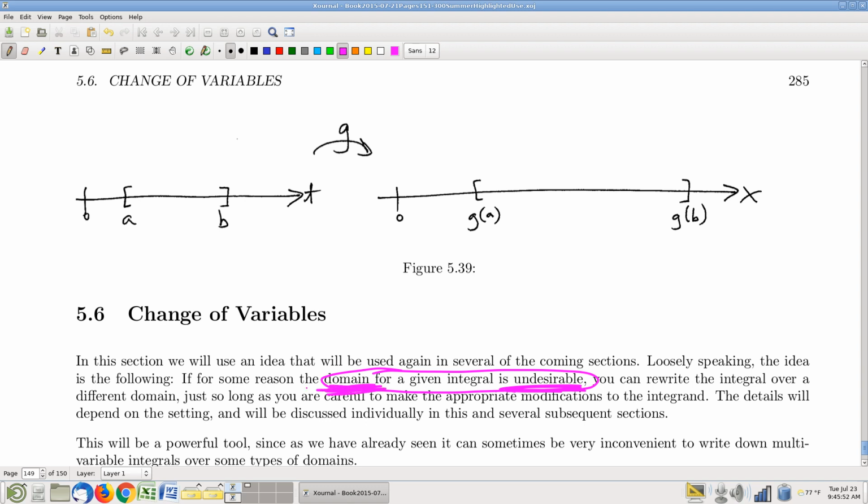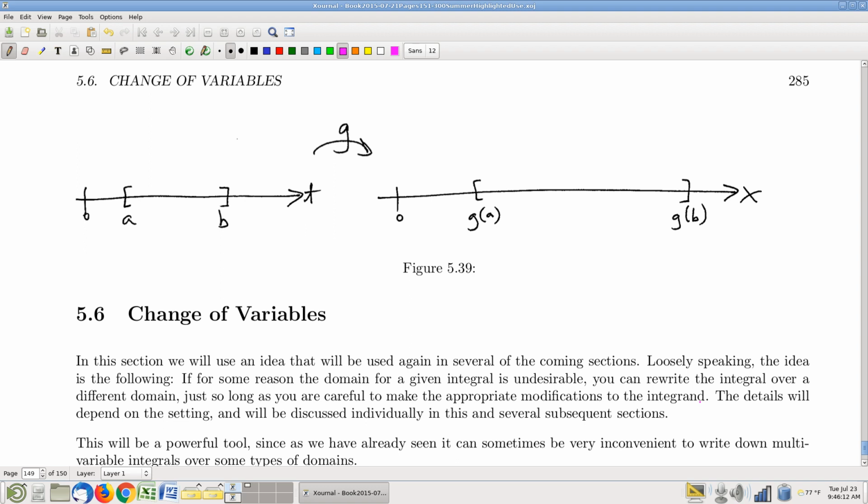So if you have an undesirable domain, is there a way to rewrite the integral over a different domain? Wouldn't that be nice? We could just say, you know what, I don't like that domain. I like this nice, pretty domain over here. I mean, it almost seems too good to be true, right? Turns out there's a way to do this, and you've got to be careful.